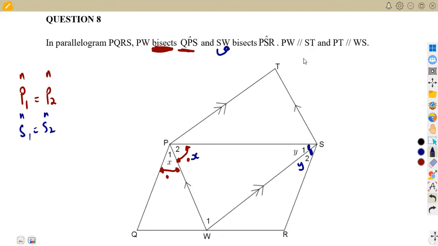Let's move on. PW is parallel to ST, all right? PW, from P to W, and from S to T, these two lines are parallel, okay? So we're given the indication of the parallel lines, which is fine. Then also, PT is parallel to WS, as you can see the indication of these parallel lines. So this is what you're given in our information, which is fine. We want to take this information into consideration to answer our questions.